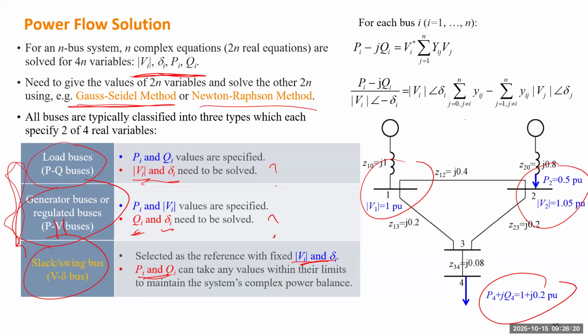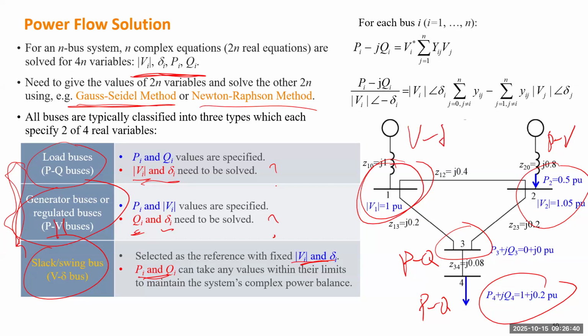And at bus 3, we didn't give anything. But we assume no load at this bus, which means both P and Q are 0. So this is also a PQ bus. So we have a PQ bus here, a PQ bus there, and a PV bus. And finally, bus 1 will be the slack bus, right? It will be the V-delta bus.